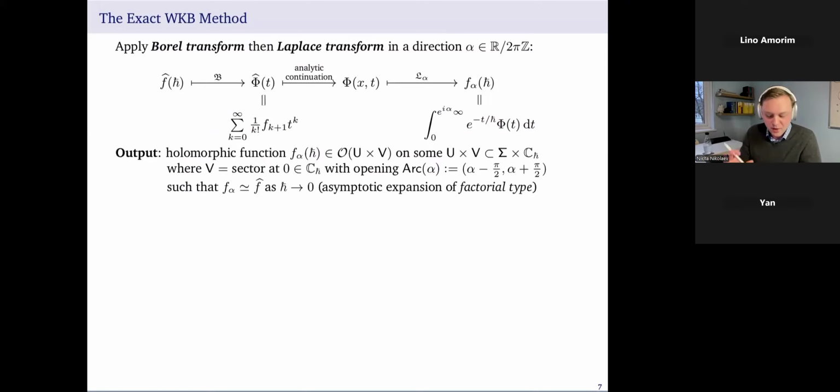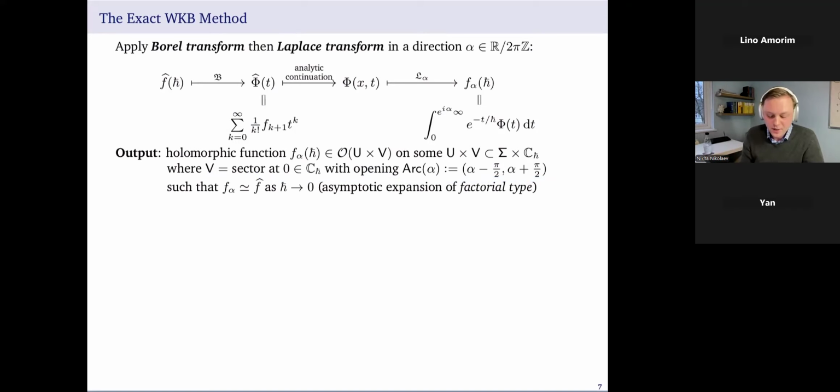So here I'm summarizing essentially what I just said, which is that the output, if all goes well, is a holomorphic function of two variables. U is some open subset of the spectral curve. V is a sector at the origin, or a sectorial neighborhood of the origin in the h-bar plane, with an opening of a specific kind. It's basically a half plane sector bisected by the direction alpha.